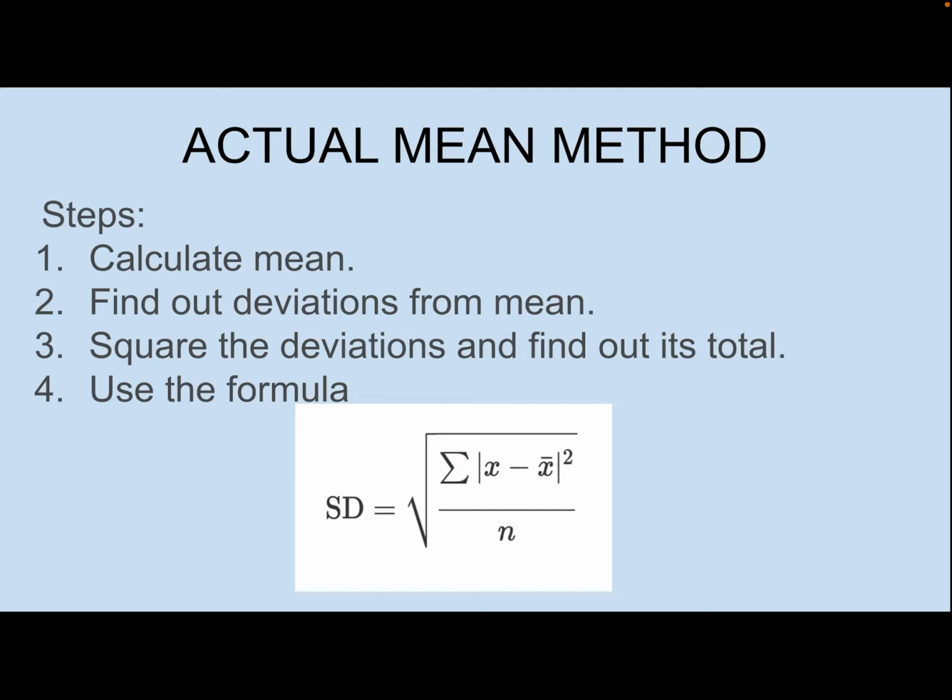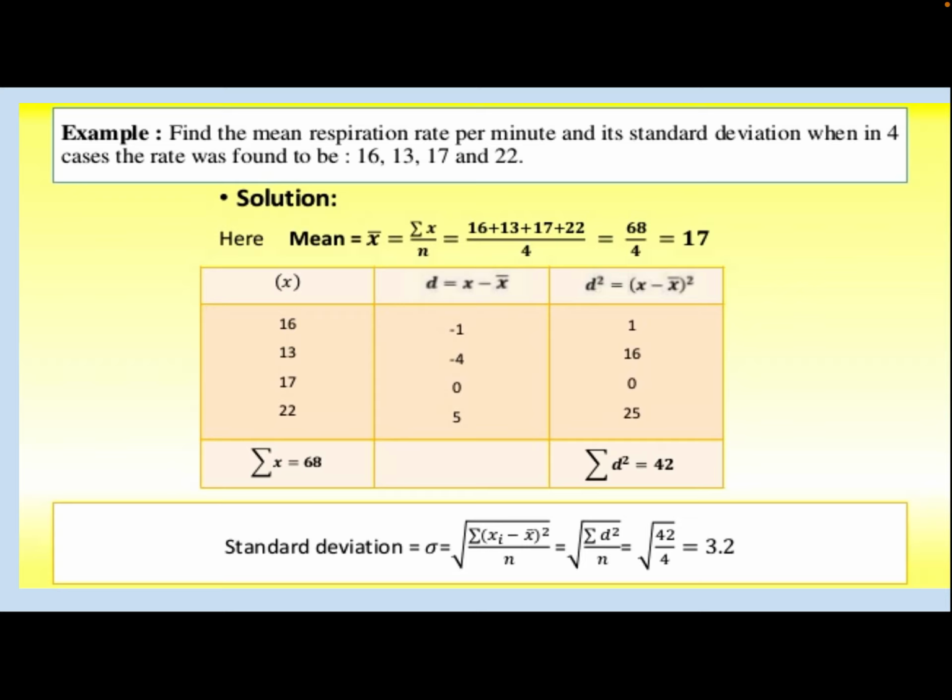Students, wherever the method used is actual mean, the first step will always be to find out the actual mean, and the second step would be to find out deviations from mean. That is basically the purpose of actual mean method. Here also you will first of all calculate the mean, then find out deviations from mean, then square the deviations and find out its total and apply the formula which you can see on the screen.